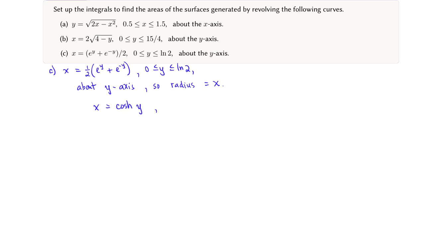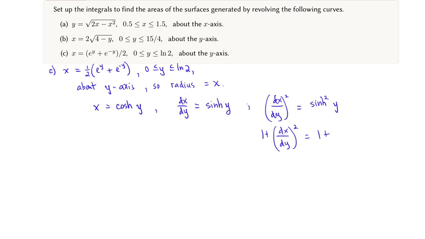hyperbolic cosine. And so dx/dy is hyperbolic sine of y. And then when we square it, we have the square of hyperbolic sine y. And then in the arc length formula, we need to add 1 to the square of the derivative. And so 1 plus hyperbolic sine squared y. But using the hyperbolic identity, this is actually hyperbolic cosine squared of y.